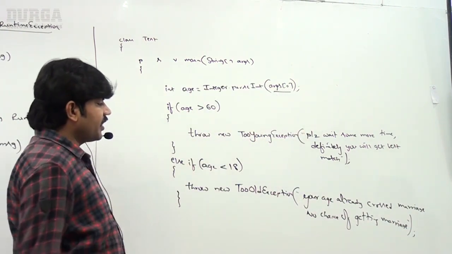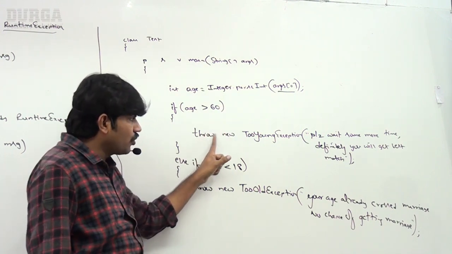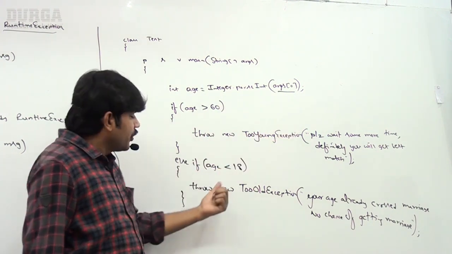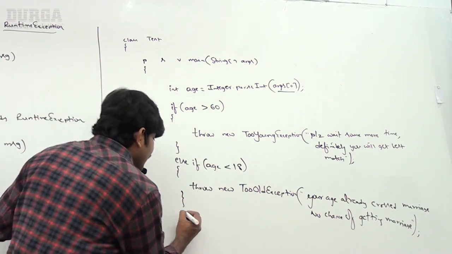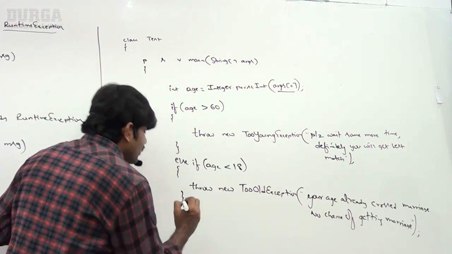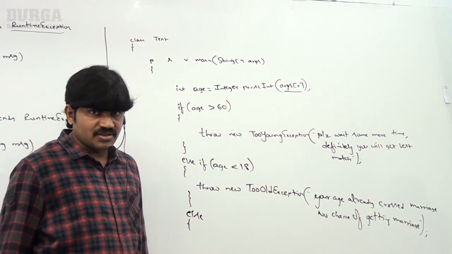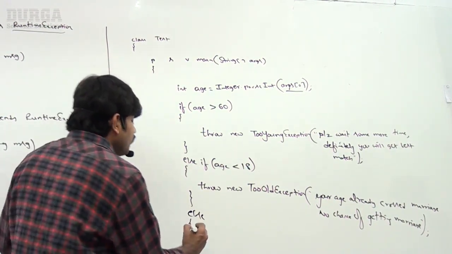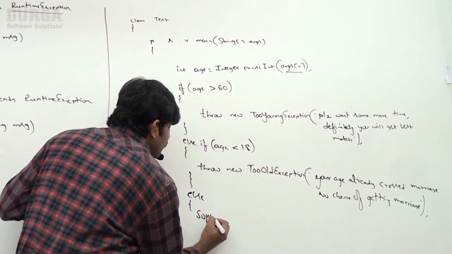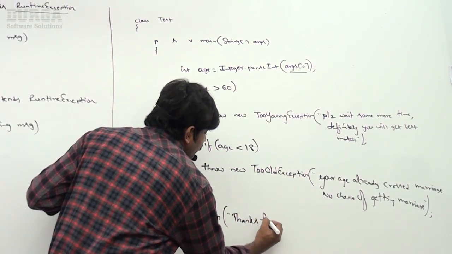Okay, observe very carefully, sir. If age greater than 60 years, throw TooYoungException. If age less than 18 years, TooOldException, like this. Else means, can you please confirm, age is within 18 to 60 years only, 18 to 60 years only supported, right? Now simple, sir: System.out.println, thanks for registration.